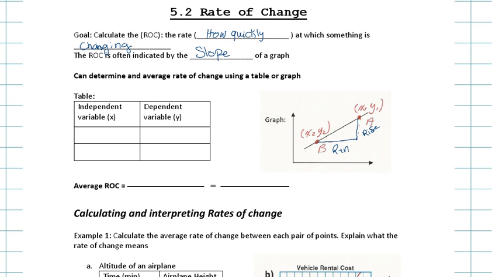Okay? So there's 2 ways that you can find the slope or the ROC, and that is either by looking at a graph and doing rise over run, or by looking at the 2 points, finding the x and y value of these 2 points. And then by subtracting using the formula y2 minus y1 over x2 minus x1.